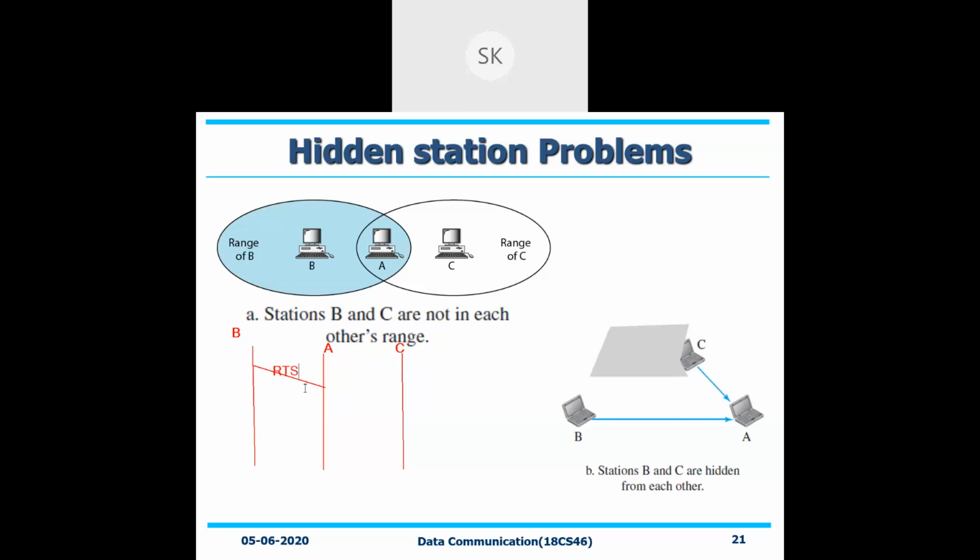RTS is request to send. Now it is not necessary that C should keep quiet. C can also send some data after this request from B to A. A will send a small signal after leaving a gap. It will transmit one signal to whichever stations are nearby within A's range. For all those stations, it will send common data called CTS. CTS is nothing but clear to send.